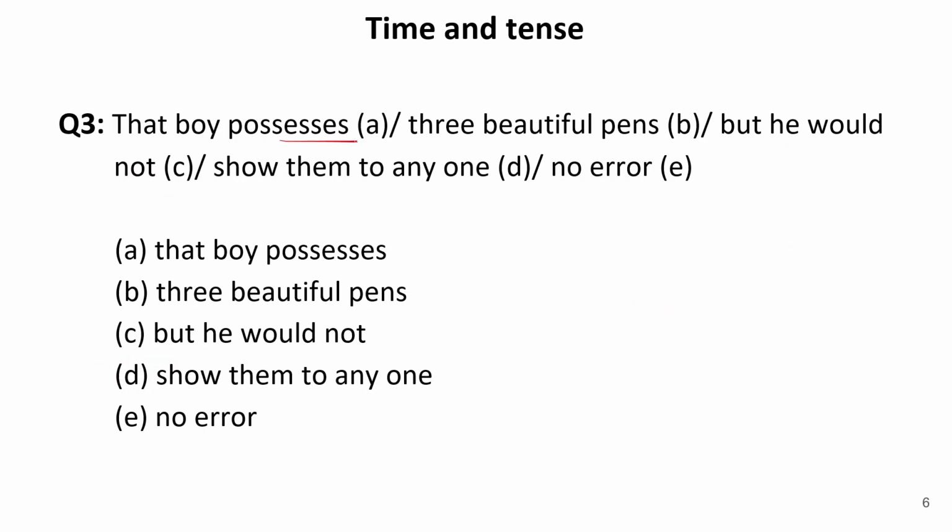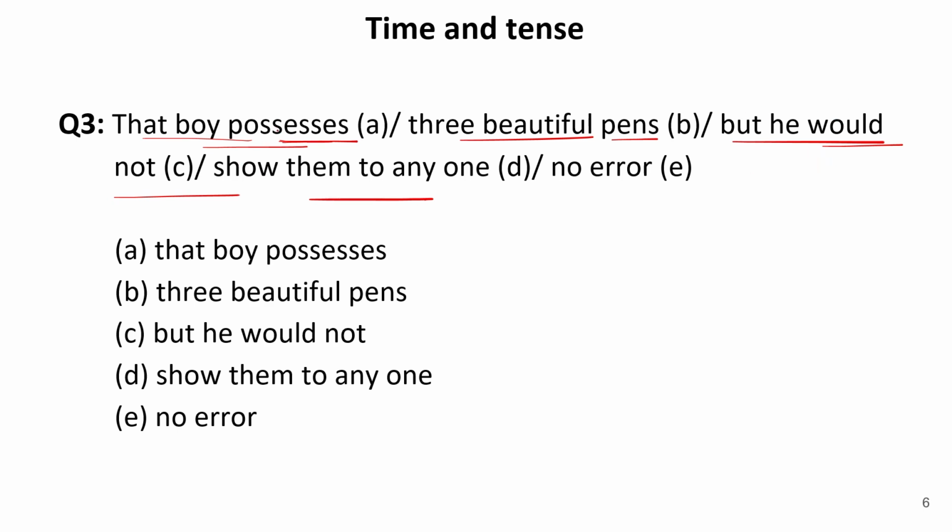The boy possesses 3 beautiful pens, but he would not show them to anyone. Now, in this part A, it is written that boy possesses. Possesses means he has 3 beautiful pens, but he would not show them to anyone. Now, 2 things are there. If this part is in past tense, this has to be in past tense as well. And if this is in present tense, this has to be in the future indefinite tense.